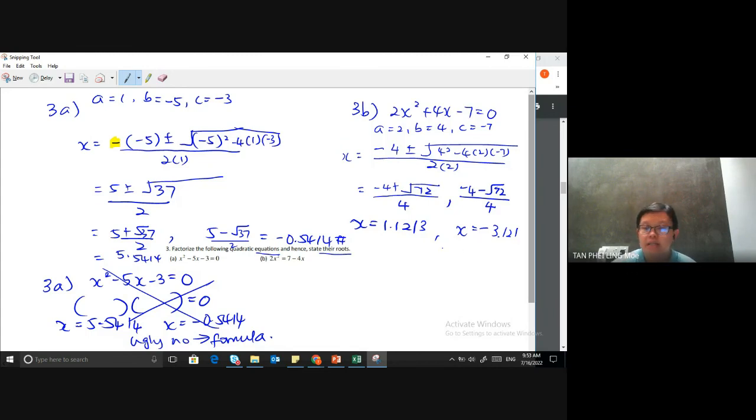Okay, very clear cut, as long as you show this step. This step is crucial. We want to see this whole formula being substituted here. Yeah, so that's it. Is it clear?